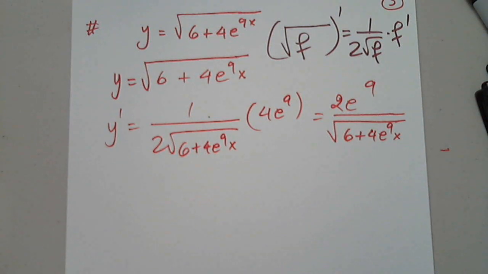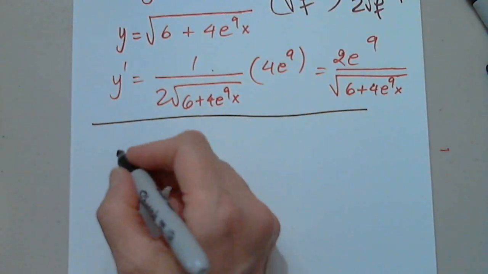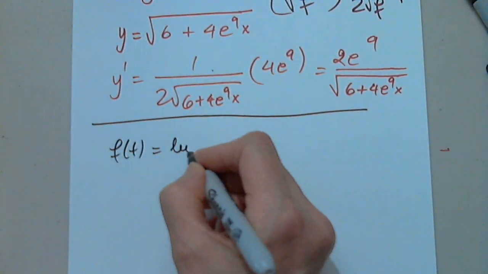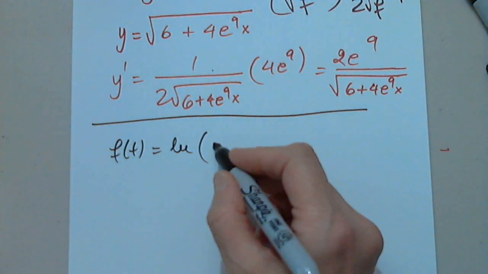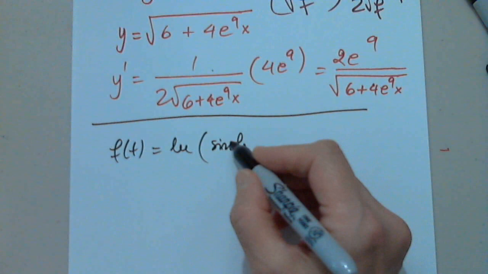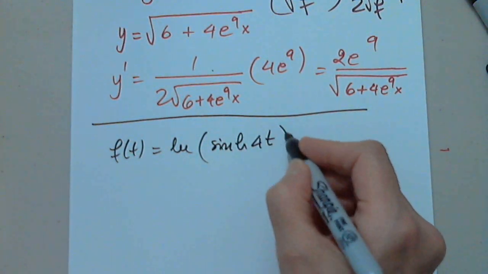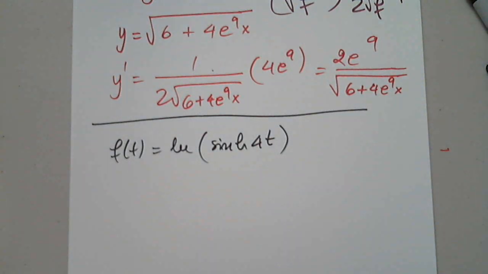Good. Other questions? I have another one. I think this is from 3.11. f of t is equal to natural log of hyperbolic sine of 4t. Yes, hyperbolic sine. Good. That's it? Perfect.